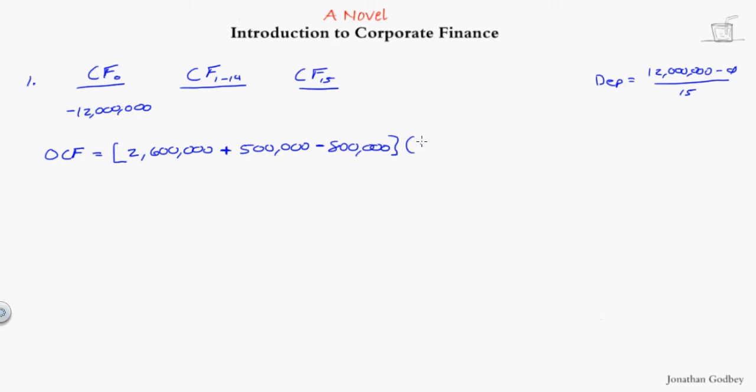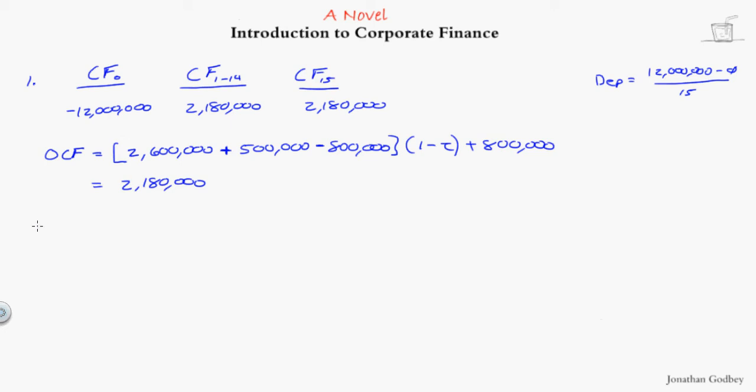At this point, we take out our taxes, 1 minus the tax rate, and then add our depreciation back. That is equal to $2,180,000. So our intermediate cash flow is $2,180,000. Our terminal cash flow is $2,180,000 plus nothing else is going on, so we leave it there. It's that simple.